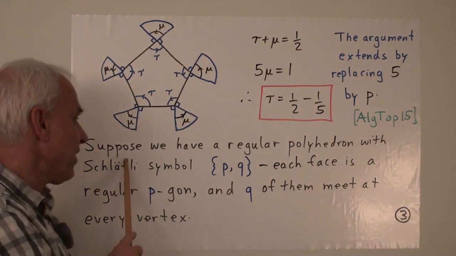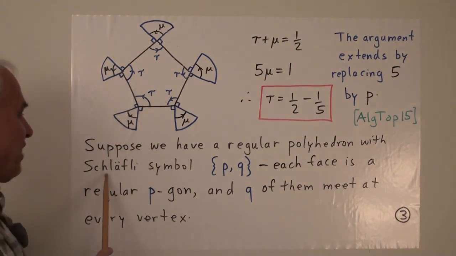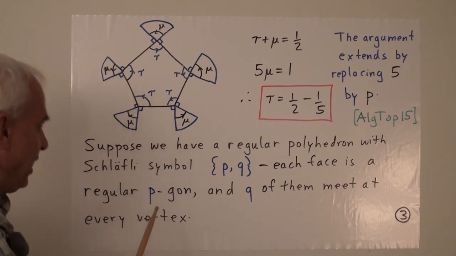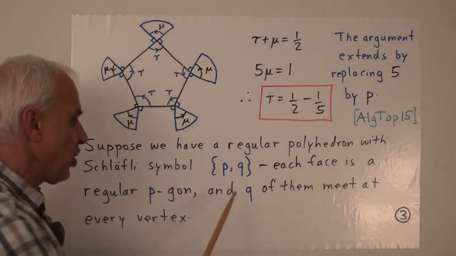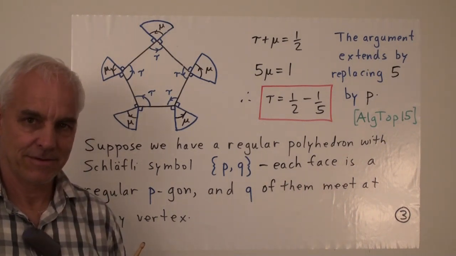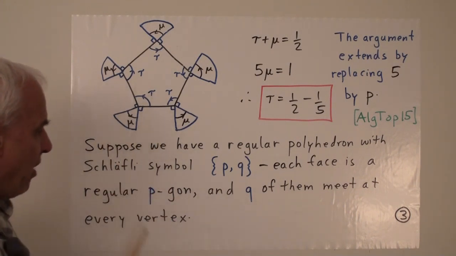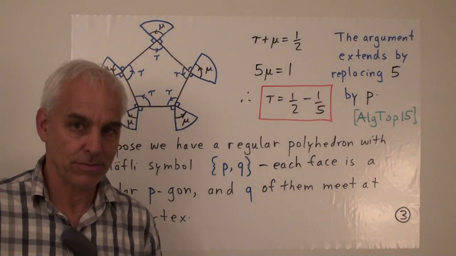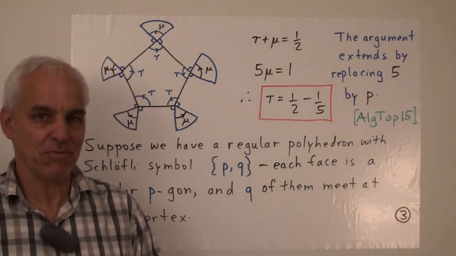Okay, so now we have the situation where we have a regular polyhedron with Schlafli symbol PQ. I remind you that means that each face is a regular p-gon, first of all, and Q of them meet at every vertex. That's what this means. So we're supposing that we have that relation, and we want to figure out what are the various possibilities for P and Q. This is the way that we're going to approach the classification problem.